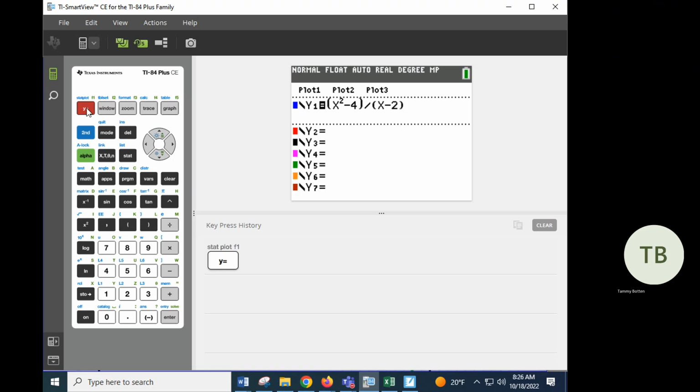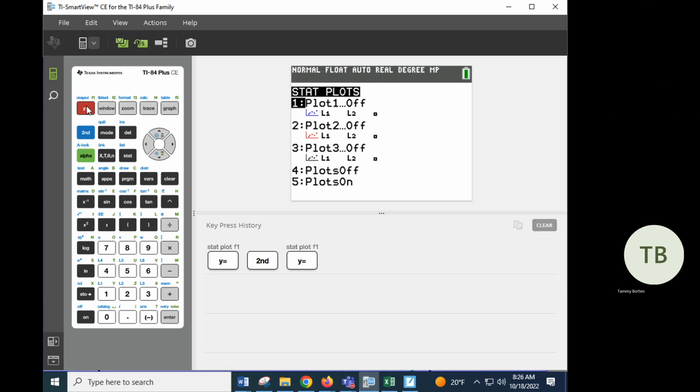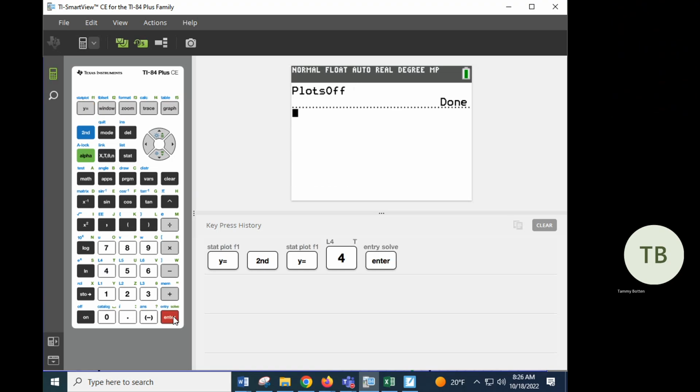So this is a good idea for everybody to do, but if you guys go to second y equals, this shows if you have any stat plots on. And if you just hit number 4, that is going to clear any of your stat plots, turn them all off, and you shouldn't have a mistake. Now, if you're using a calculator that you've never used for stats class, they shouldn't get turned on, but sometimes they will. And if you just do that step, it'll get it back working.